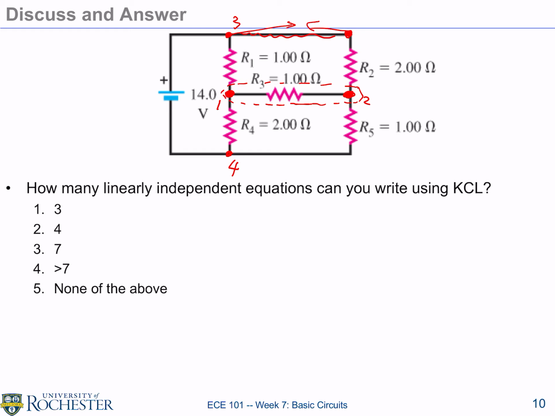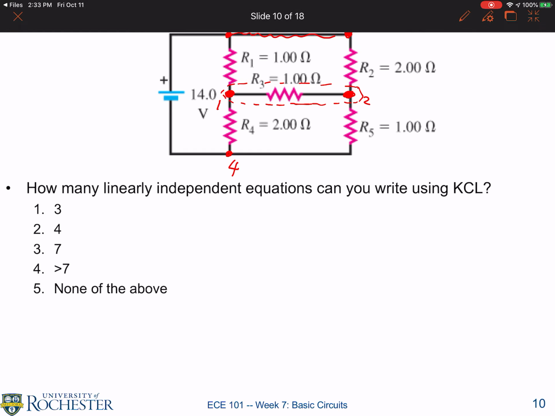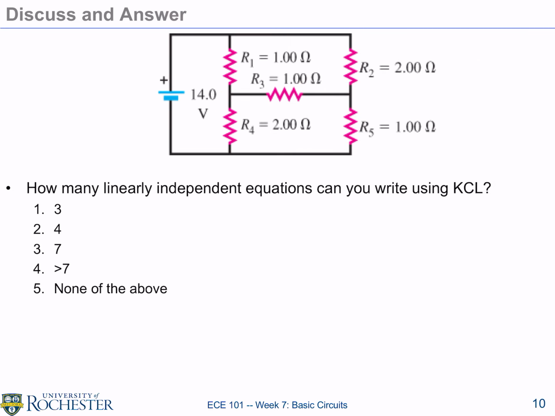The reason is, if I have 4 nodes, we can add all 4 nodes up. So 1, 2, 3, 4. What if we wrote the equation for all 4? I'm not going to do it, you should. If I wrote the equation for all 4 and I add all of them up, what do you think the equation is?